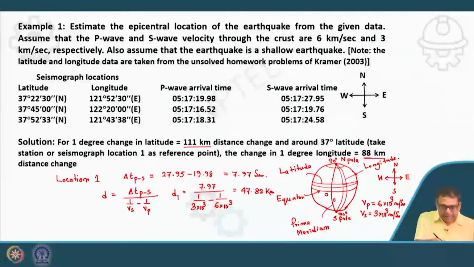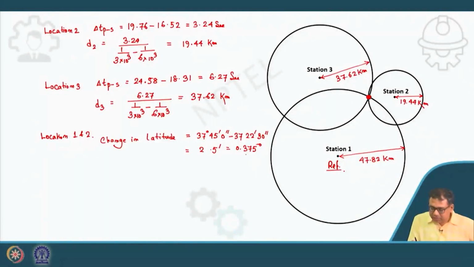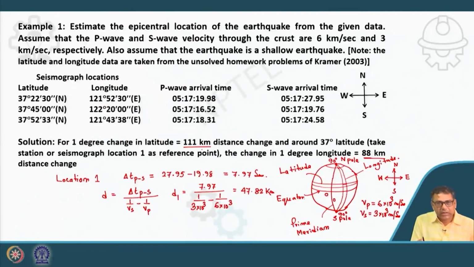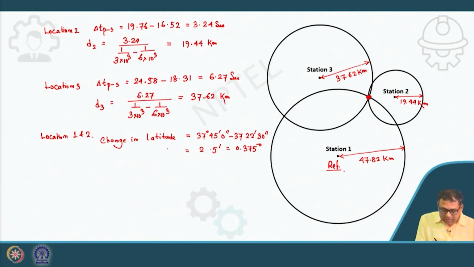So, change in latitude, this is 0.375 degree. Now, I have already mentioned that 1 degree change in latitude is 111 kilometer. Okay. So, then you convert the change into distance: 0.375 into 111. Okay. So, that will give me 41.63 kilometer. Towards which direction?